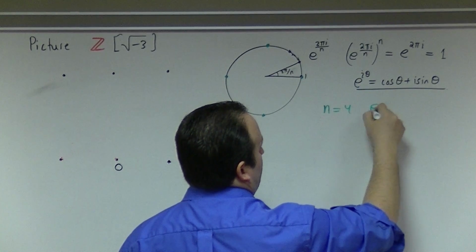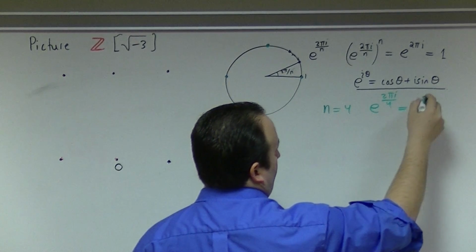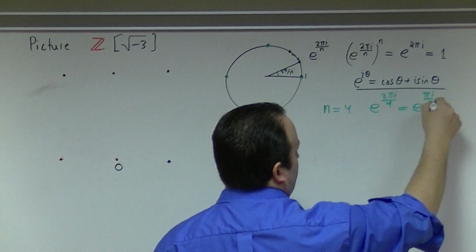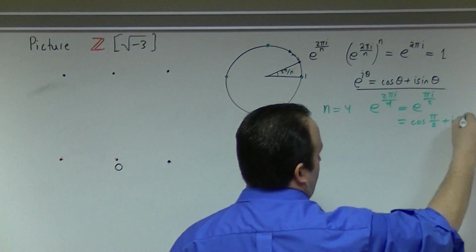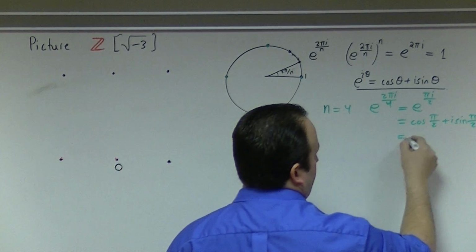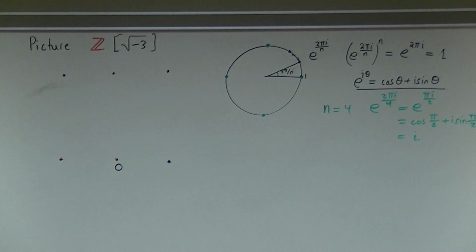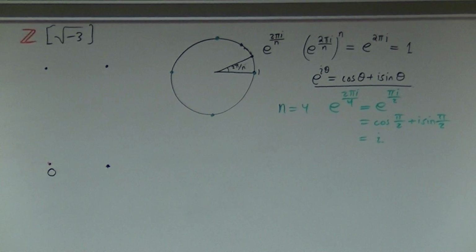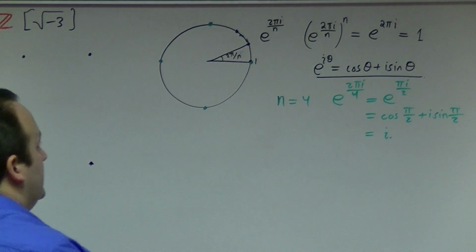You're looking at e to the 2 pi i over 4, which is e to the pi i over 2. That's cosine pi over 2 plus i times the sine of pi over 2. That's just i. So the fourth root of unity is i. And essentially he's just going to use the third root of unity to build the rest of what we're missing, okay?